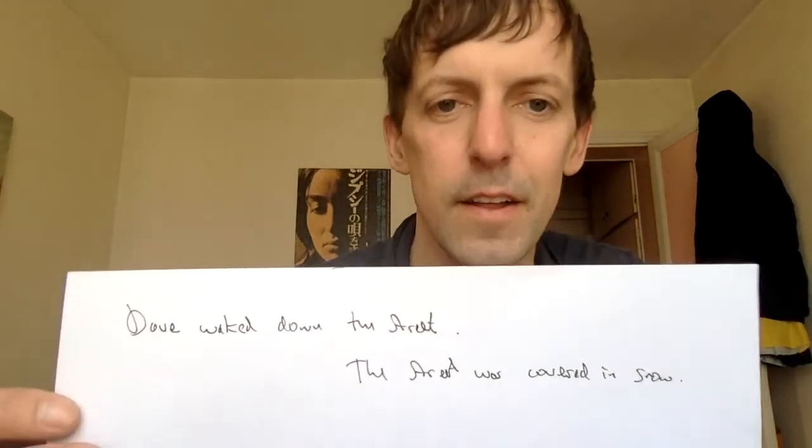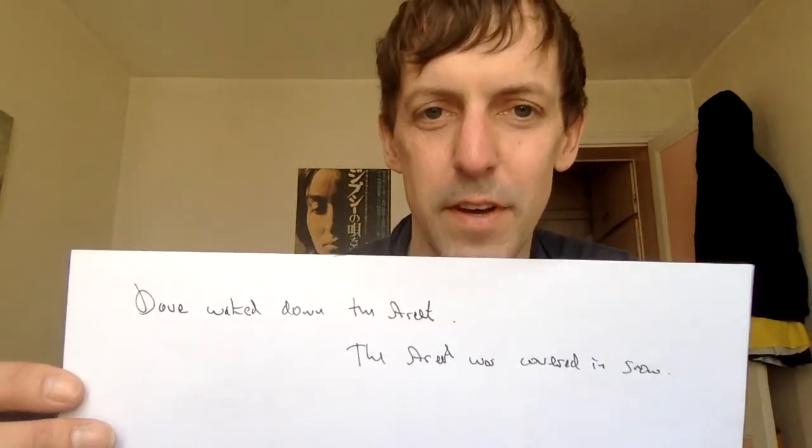So here we can have something like, Dave walked down the street. That's a great one. And then we can have another sentence, which is going to be the street was covered in snow. So I've written these sentences here, right? Hopefully you can read them. It helps if I say them. Dave walked down. It looks like waked. No one wakes down the street. Dave walked down the street. The street was covered in snow, right?